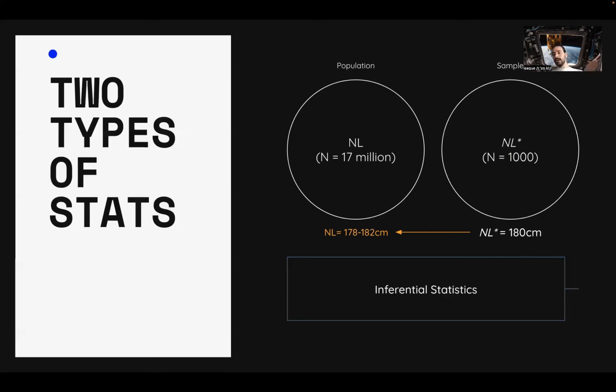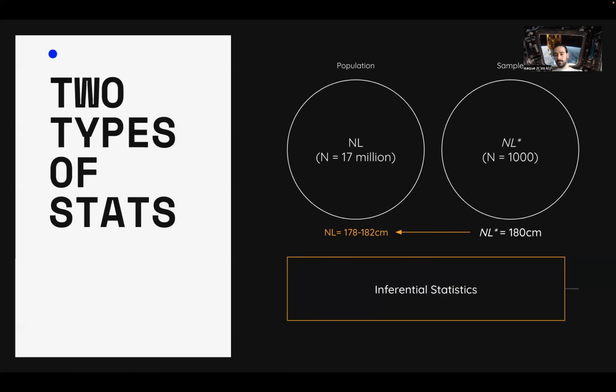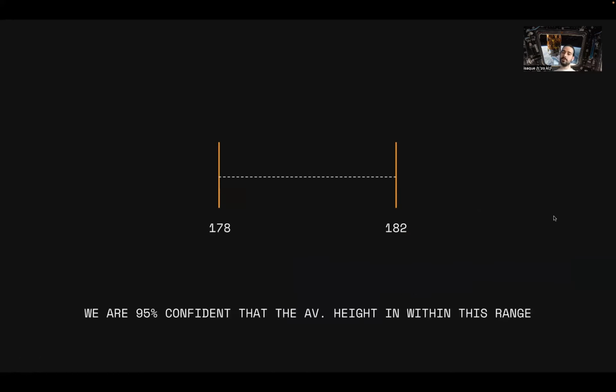And it's fair because maybe we have one too many tall people in our sample or one too many short people in our sample. And that's problematic. But all of this is the definition of inferential statistics. Cool. In inferential statistics, your results are given in ranges. So we're 95% confident that the average height in the Dutch population is within this range. So we're not saying that the average height is the 180 that we found here. No, we're saying the average height is between 178 and 182. Could be 179.2, could be 181.4, could be any value within this range.